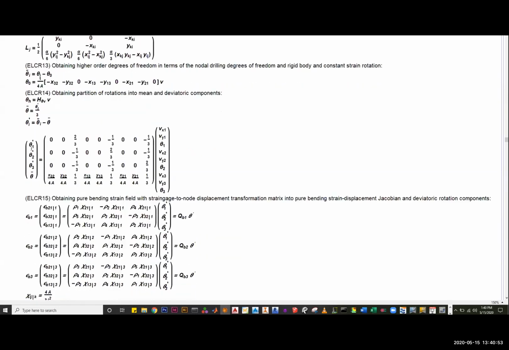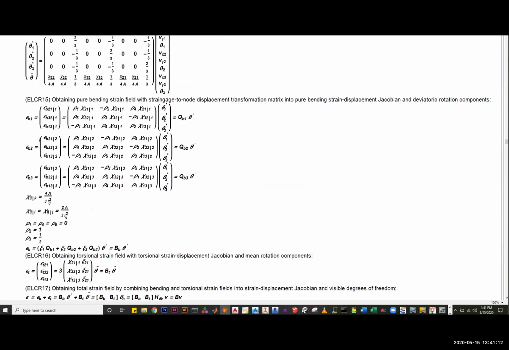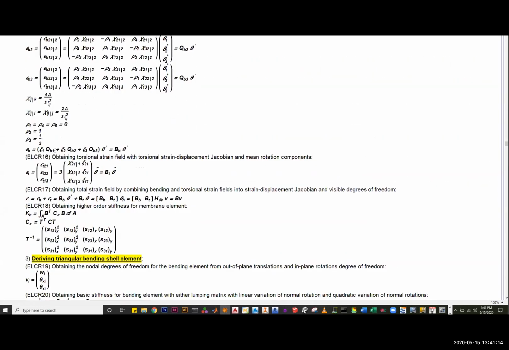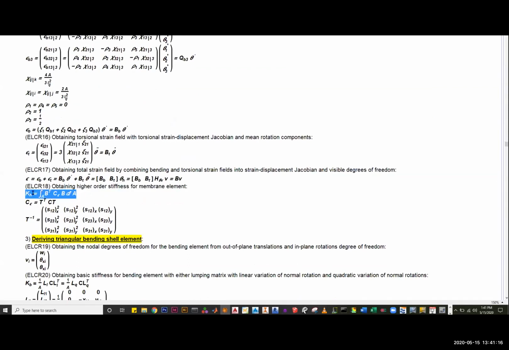And from this, I'm trying to partition these rotations into deviatoric and then volume, but they call it mean. So we're trying to take out the deviatoric portions of those. So just to skip this over, after you do all of that, you're going to get the high order stiffness from the membrane, which is very similar to what it was generally.